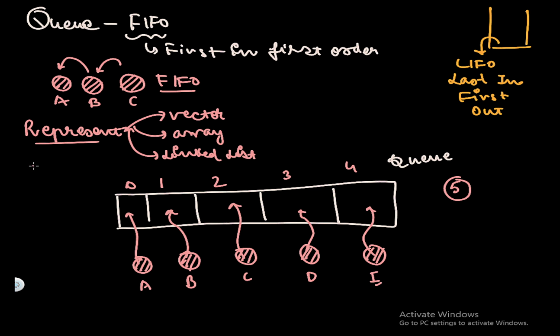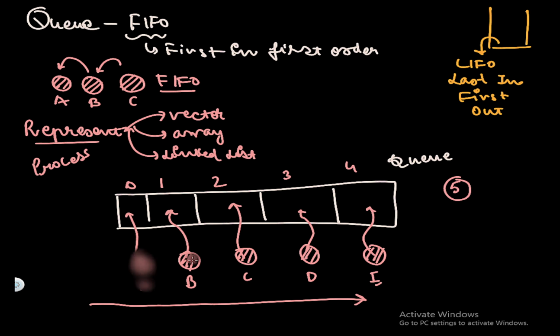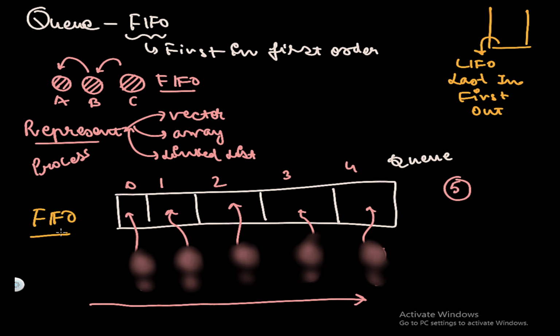Now when it's the turn to process, I will process the elements in this order. Firstly I will process A, then A will be gone, then I will process B, then B will be gone, then I will process C, then C will be gone, then I will process D, D will be gone, I will process E, and E will be gone. So can you see that the order of queue is first in first out? It can be simply represented with the help of arrays.